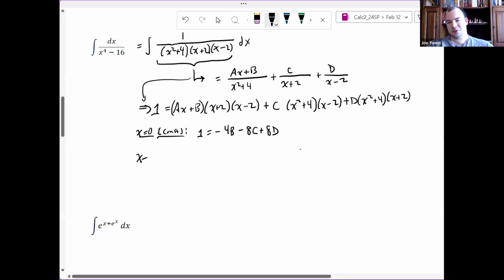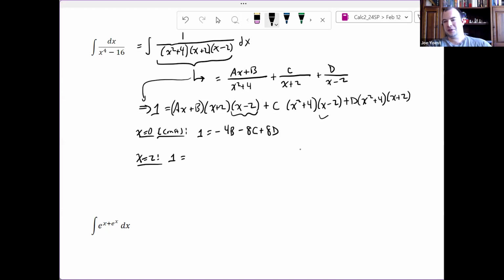So let me try x equals 2, plugging that in. On the left side, I still have 1. On the right side, this x minus 2 and this x minus 2 knock off that first and second term on the right. The a, b, and c all go away. And I have d times 2 squared plus 4 is 8 times 4. So d is 1 over 32. Let me double check my notes here. That looks good.